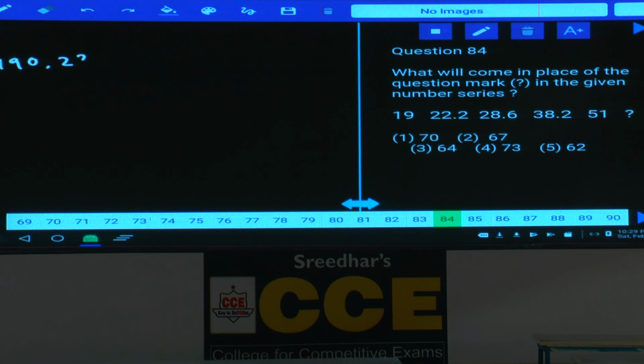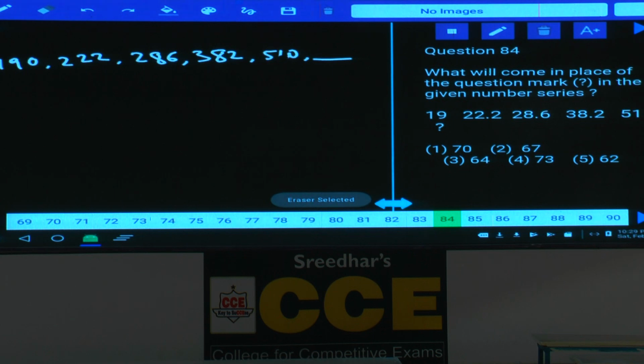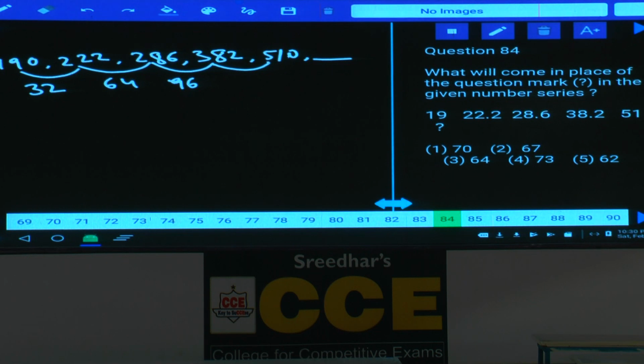190, next one will be 222 and next one is 286 and next one is 382 and next 510. Then what should be the next number, isn't it? Now again go for the difference between these two numbers 190 and 222. The difference between these two numbers is 32 and 222 and 286 difference is 64, fine. 286 and 382 difference is 96, isn't it? 96 is the difference and the next difference is 382 and 510. The difference between these two numbers is 128.